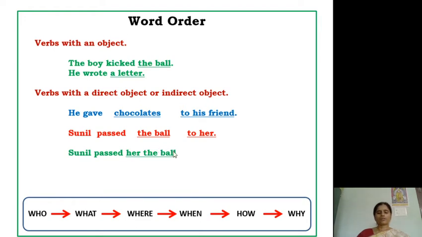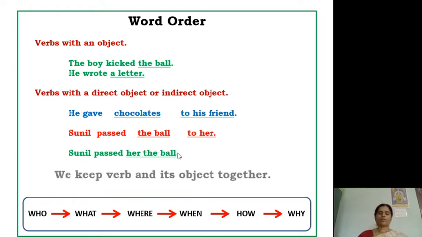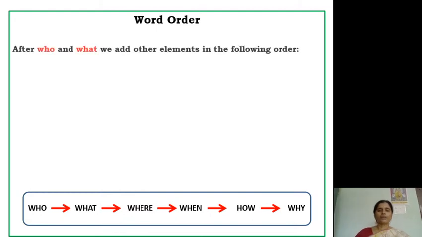These two structures are correct in the placement of these objects. Now we keep the verb and its object together. Always the verb and object have to be together. So the verb has to be followed by the object. After who and what, that means first the subject takes place, after that the verb takes place. If any object is there, then it comes next.